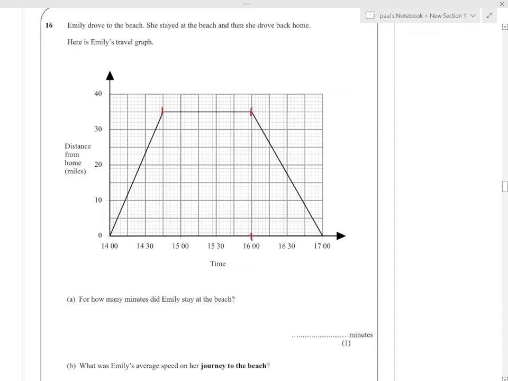How many minutes is that? So between 1445 to 1600. Right. So 1445, 1545 will be 1 hour. 1 hour and 15 minutes. So 1 hour, 15 minutes is, oh, we want it in minutes, don't we? So it's 75 minutes. 75 minutes she was at the beach. That's long enough to get a tan or get burnt, I don't know.